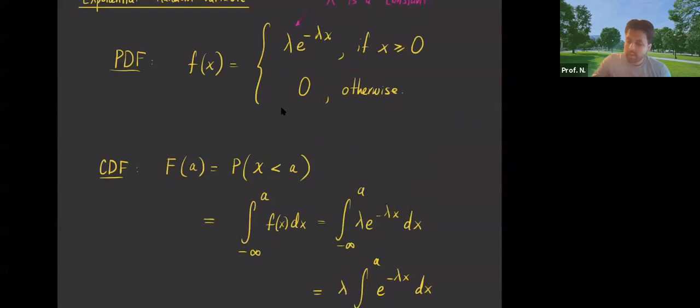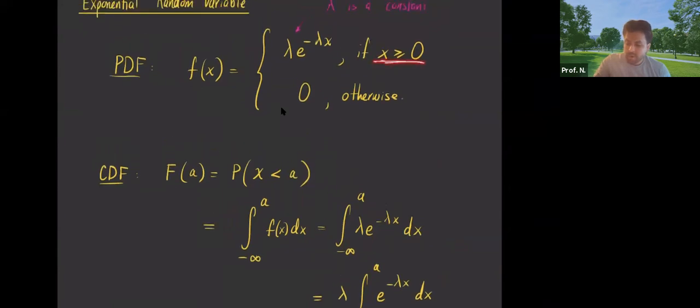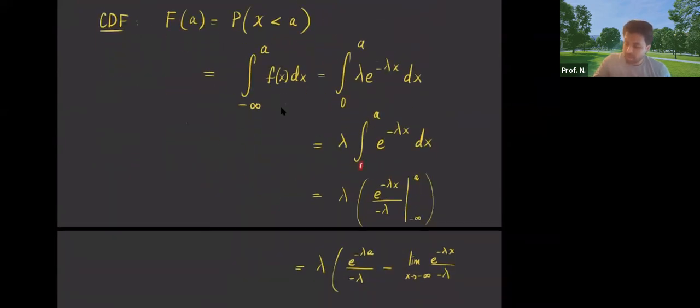Oh, and there's one thing. Remember the way the PDF is defined? The CDF is everything up until x, from negative infinity. But the PDF is only nonzero when x values are bigger than or equal to 0. So the lower bound of integration should be 0, not negative infinity, because at negative infinity your function is 0. That's something I glossed over.